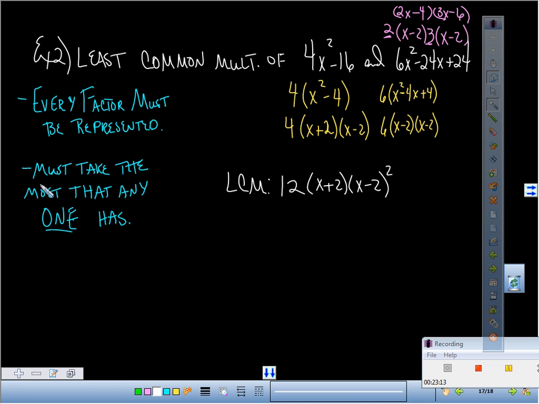Must take the most that any one has. This one has 2. This one has 1. Which one do you have to take? 2. Okay? So basically you're taking apart the factors from each one. That's exactly right. We're writing them all down. And the big guy chooses how many you get.